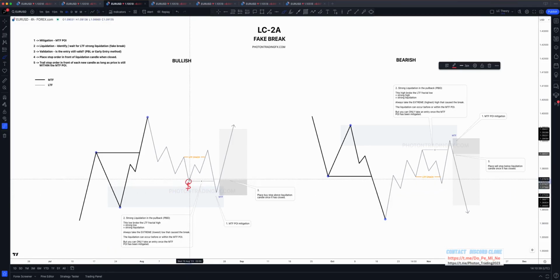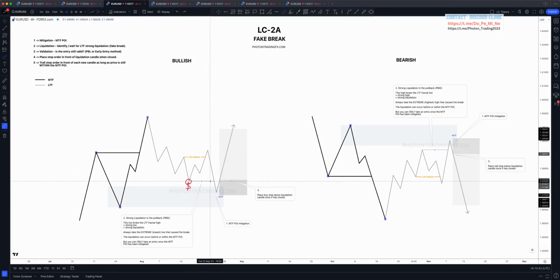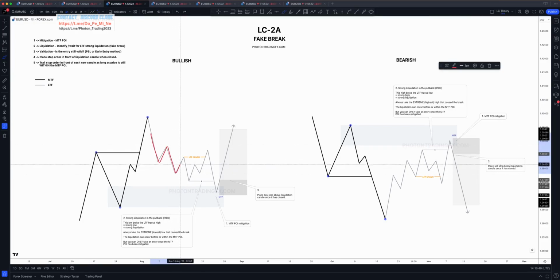We want to see this lowest point that causes that break get liquidated. Those are the rules for the strong liquidation. So, the common mistakes that we see. One, make sure it breaks structure to the left. This low eventually causes the true change of character here.